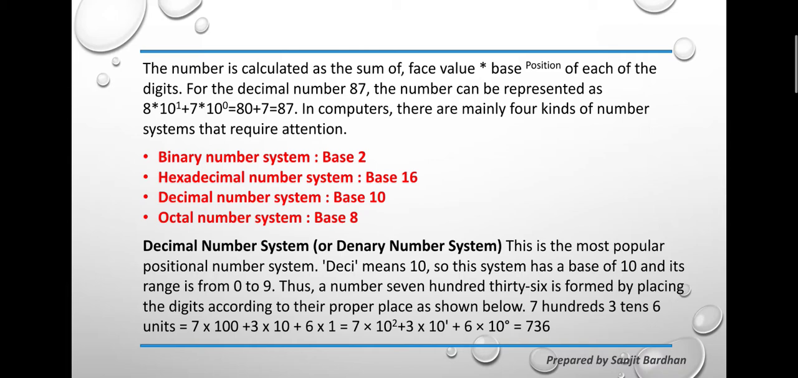In my next video I will show you how it will be calculated. Okay, so today I will only discuss the basic things of the number system.